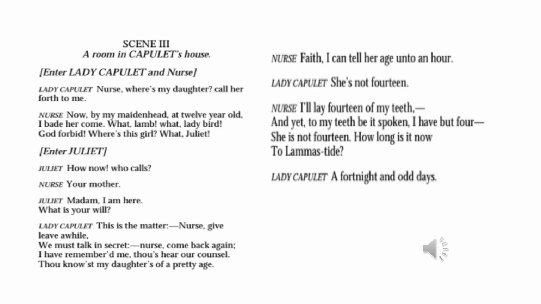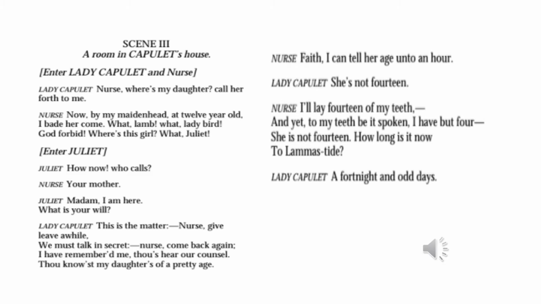Okay, here we go. So enter Lady Capulet and the nurse. Nurse, there's my daughter. Call her forth to me. Now, by my maidenhead, at 12-year-old, I bade her come. What, lamb? What, ladybird? God forbid. Where's this girl? What, Juliet?